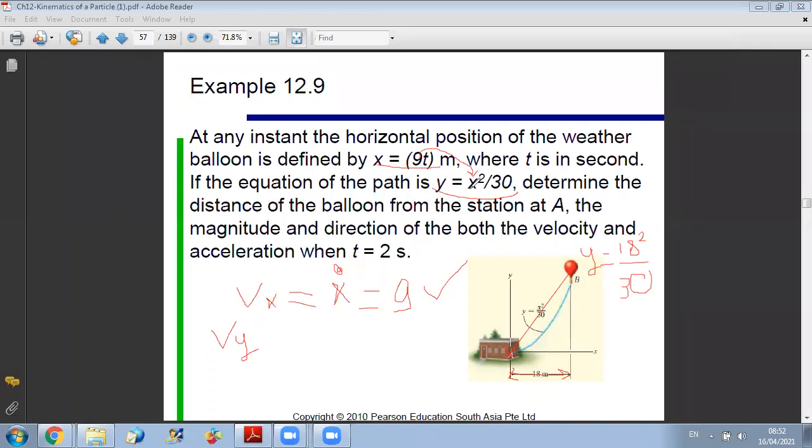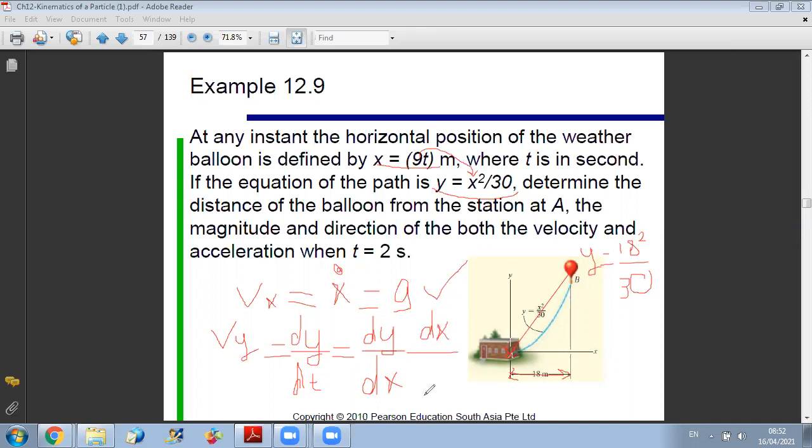y is a given function of x, but I want dy by dt, so I want to derive y with respect to time. Because y is not a function of time, I can decompose the derivation dy by dt as follows. I can write it as dy by dx times dx by dt. Okay, this is called the chain rule, because I did the derivation in steps.